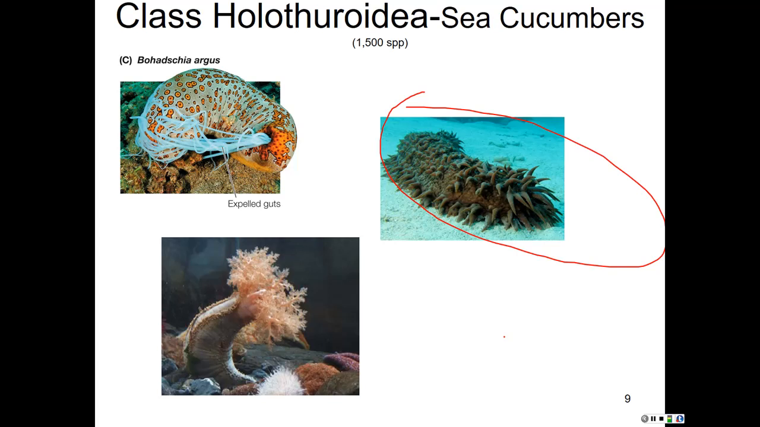Another thing this organism is capable of doing is expelling its guts out of its anus in order to confuse predators. And if it loses a piece of this in the process, it can actually regrow it. So that's a pretty impressive trick, if you ask me.